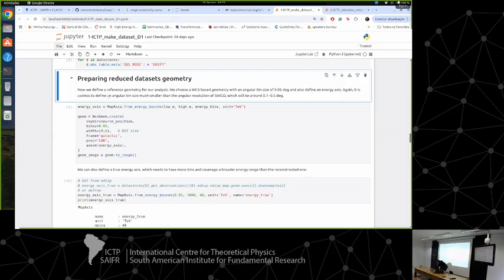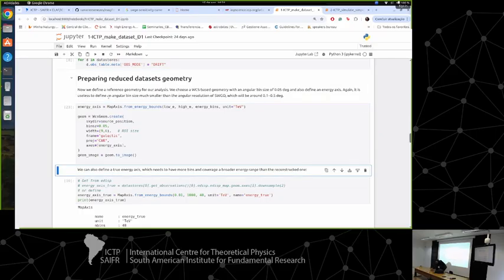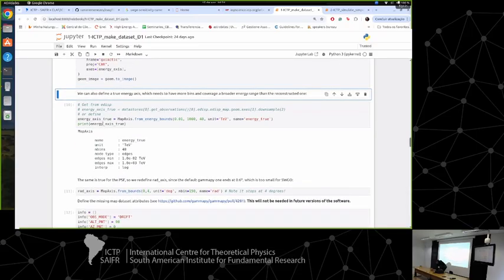And now we can prepare to reduce the data sets. When we speak about geometry, we speak about the camera for gamma ray telescopes. But for water tank telescopes, the camera is the telescope. The cameras are the tanks. So each tank is a pixel of our camera. Okay. We can also define the energy axis.